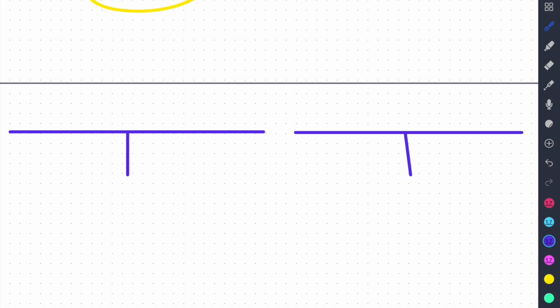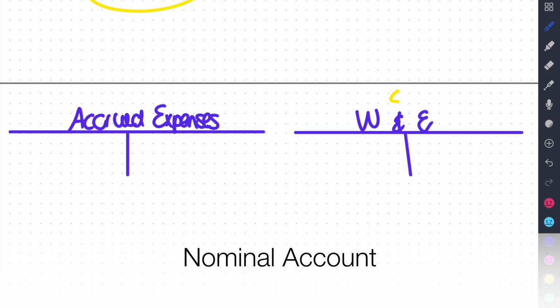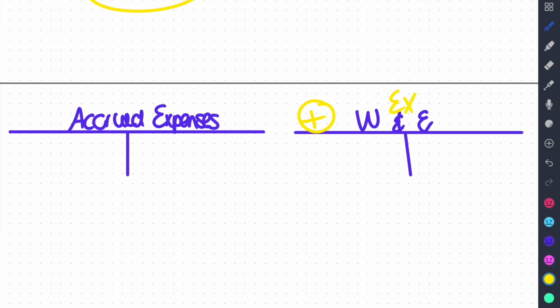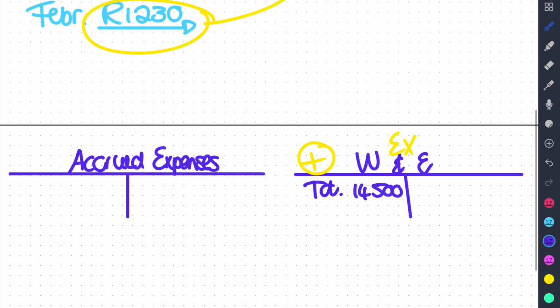So if you look at your statement of financial position, we will be speaking about accrued expense, so you can say expenses payable, if that makes more sense to you. And then the account we're using as an example is water and electricity. Water and electricity is an expense. We know it increases on the left. Therefore, I will have my total sitting on the left-hand side of 14,500. You know it's 1,230, the amount that you need to add for February that's been missing.